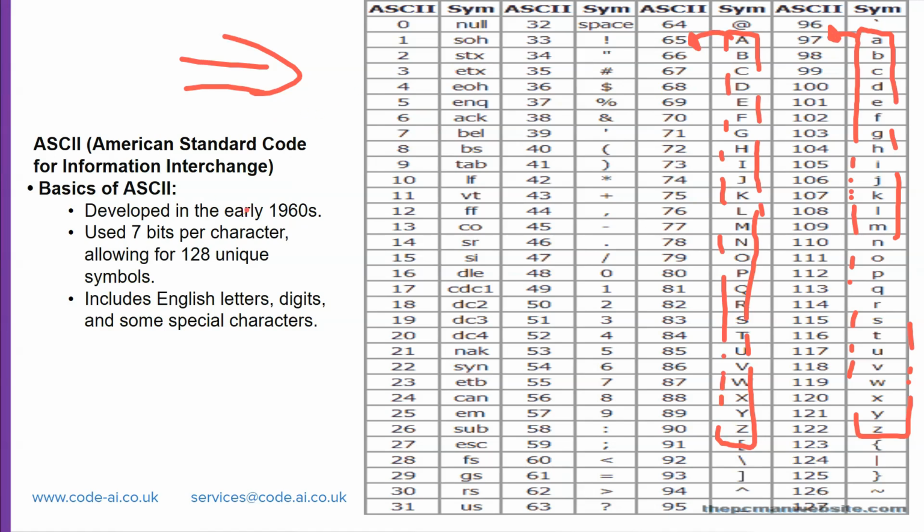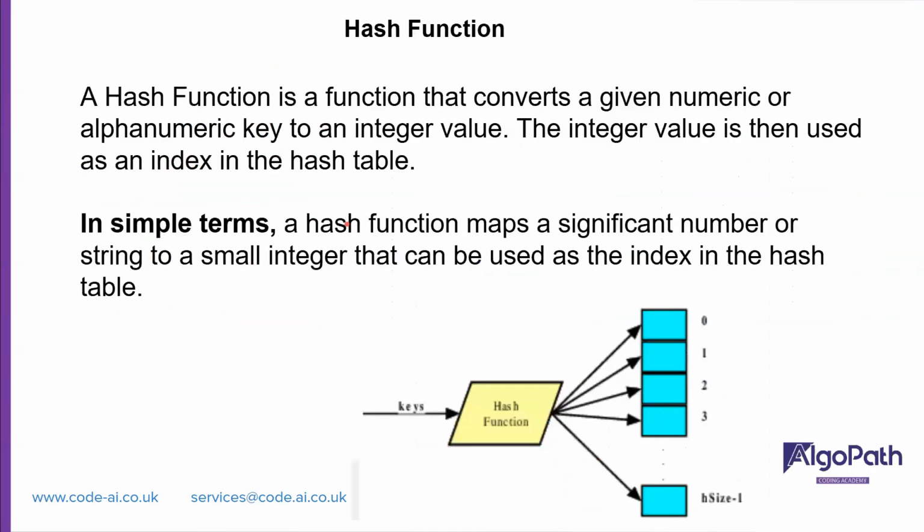Let's go into a little bit more detail with how this works. Now, when we use a hash function, this is a function that converts a given numeric or alphanumeric key into an integer value. So this is doing the job that we just talked about before. Now, the integer value is then used as the index for our hash table. In simple terms, a hash function maps a significant number or string to a small integer, which is then used as the index of that function.